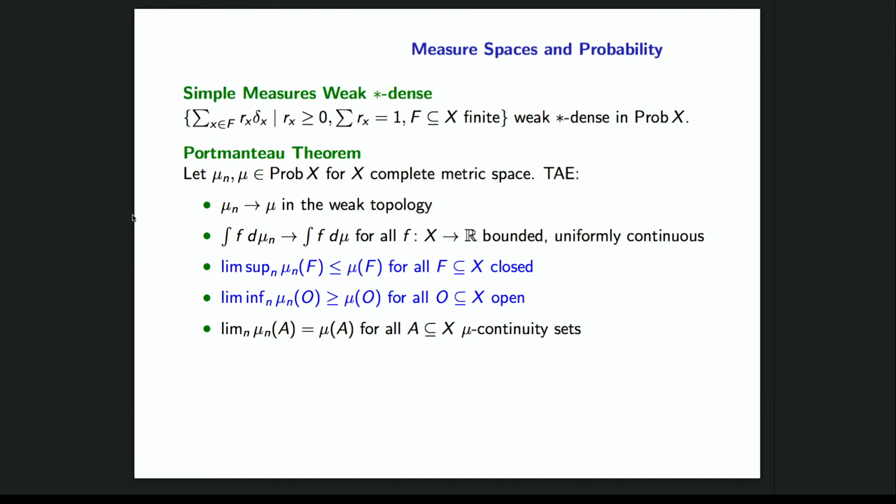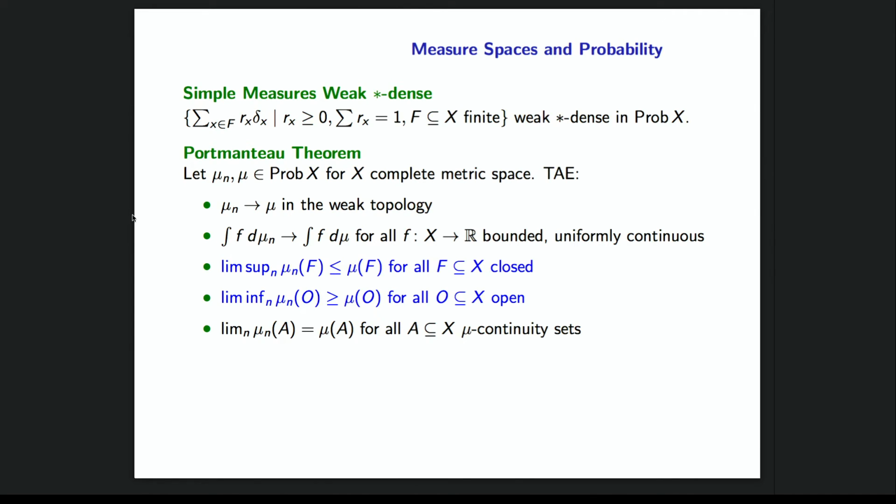And then the last condition, which is often included, is that the limit of mu n of A is mu of A for any mu continuity set A. And a mu continuity set is just a set A such that the measure mu of its boundary is 0. That's the topological boundary. Okay? So these are all equivalent.